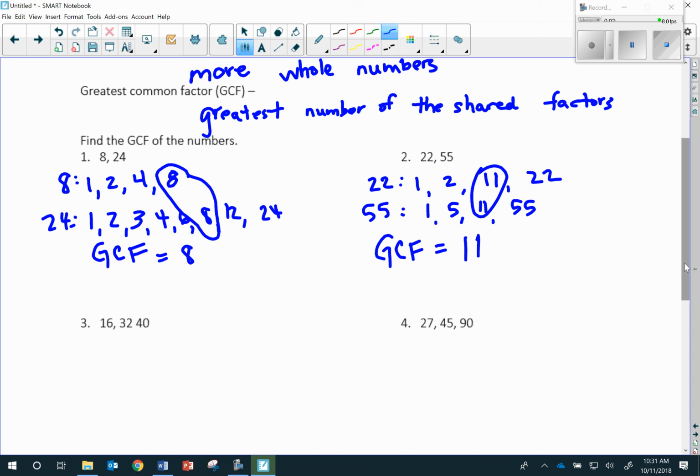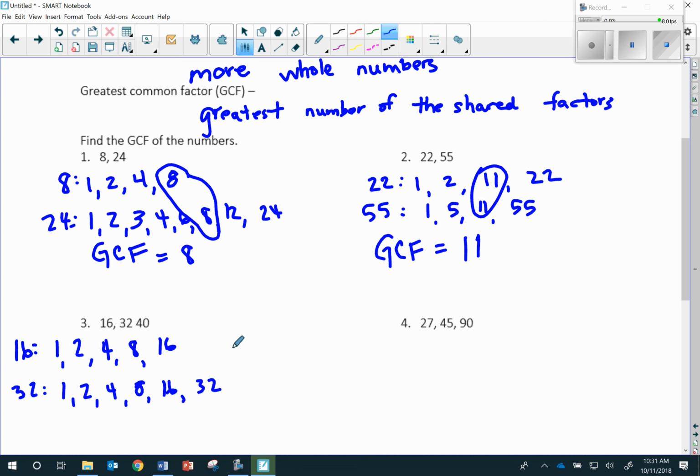All right, you can also find the greatest common factor for 3 numbers, and you do it the exact same way. So we'll list the factors for 16. They are 1, 2, 4, 8, and 16. We're going to do it for 32. Those factors are 1, 2, 4, 8, 16, and 32. We're also going to do it for 40. Last but not least, those factors are 1, 2, 4, 5, 8, 10, 20, and 40.